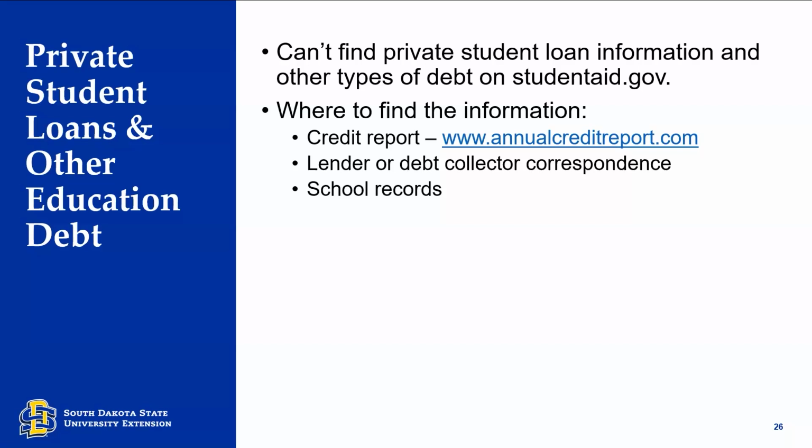Sometimes with those private student loans, you could have a variety of private lenders. You could have gone to a different lender each year that you were in college, and so you could have 4 different private student loan lenders, and so you want to make sure you have all that information together.